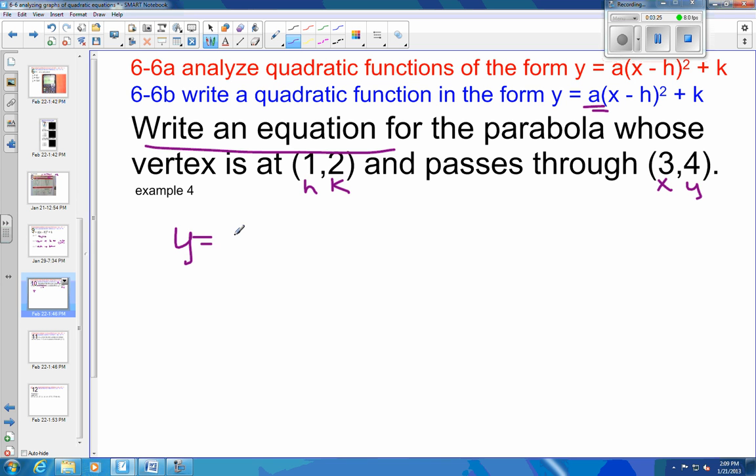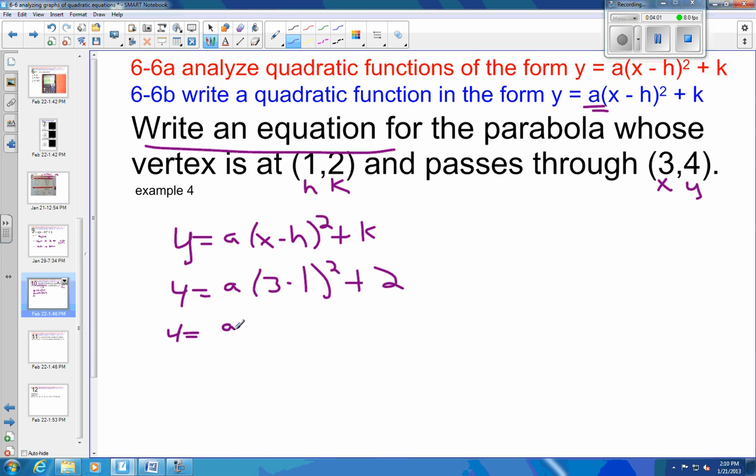So y is equal to a times (x minus h) squared plus k. And so y is 4, a we don't know, x is 3, h is 1, and k is 2. Now we can just solve for a, and that's basically an Algebra 1 problem. We start inside our parentheses first, following PEMDAS. So 3 minus 1 is 2, so this is 4 equals a times 2 squared plus 2.